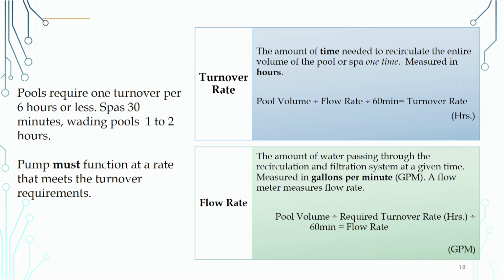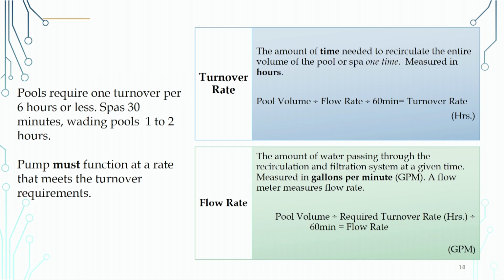So now we're going to talk about the turnover rate for pools. For most commercial pools, a turnover of the entire pool should require about 6 hours or less. Spas require 30 minutes, and then wading pools usually do 1 to 2 hours. These requirements should have been met whenever the pools were built and designed. So to see if your pump is meeting these requirements, use this calculation on the screen here.